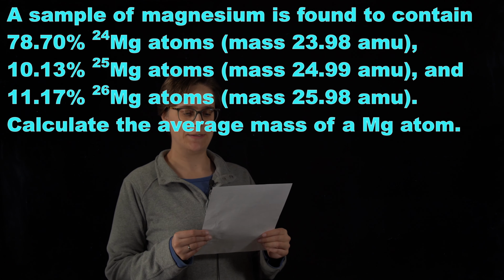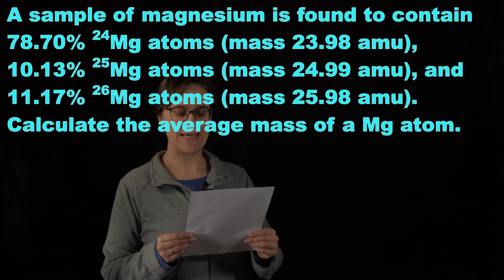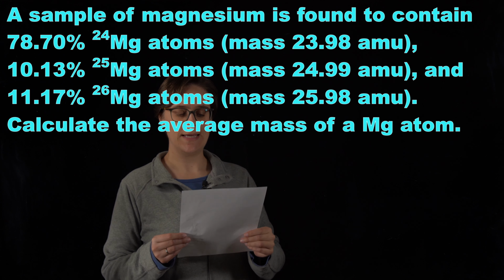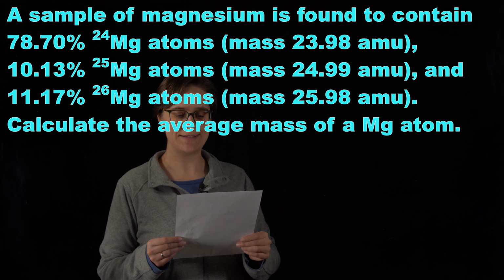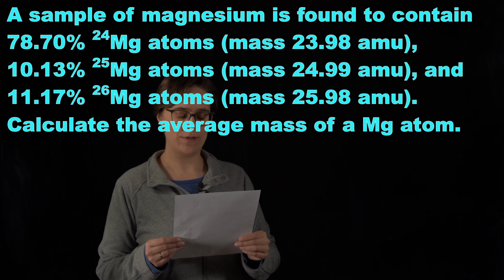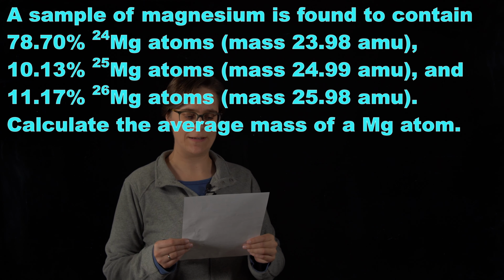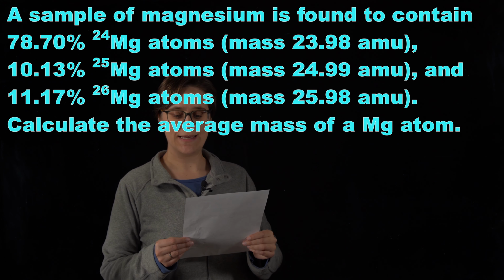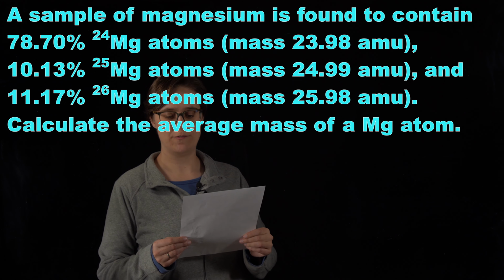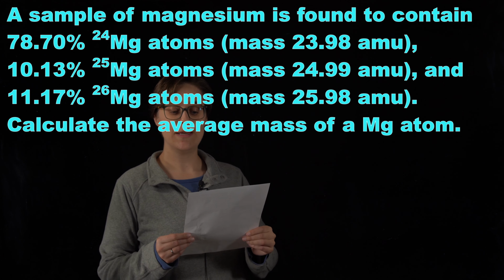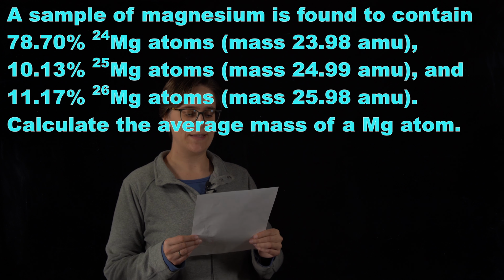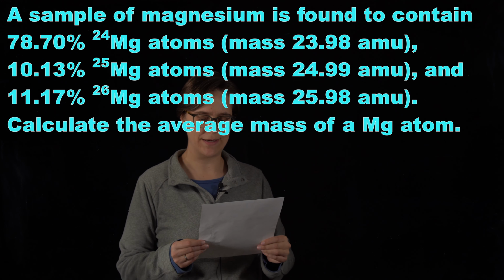Here's the text of our problem. A sample of magnesium is found to contain 78.70% magnesium-24 atoms, each with a mass of 23.98 AMU, 10.13% magnesium-25 atoms, each with a mass of 24.99 AMU, and 11.17% of magnesium-26 atoms, each with a mass of 25.98 AMU. Calculate the average mass of a magnesium ion.